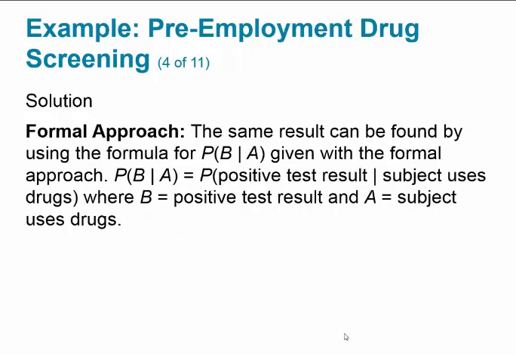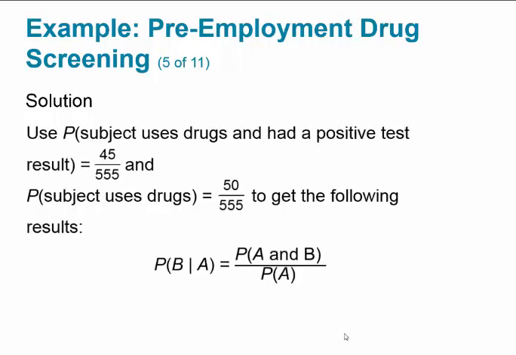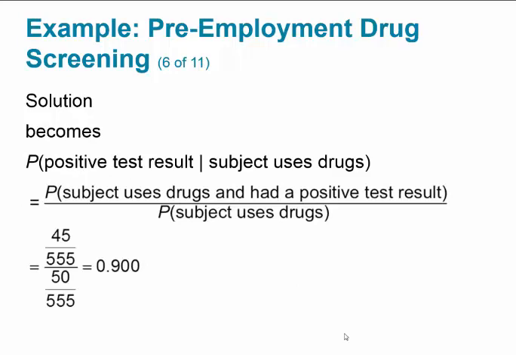And the formal approach would give the same result, using the formula for the probability of B given A, where B is the positive test result and A is the subject uses drugs. So using this information, we get that the probability the subject uses drugs and had a positive test result is 45 over 555. The probability the subject uses drugs is 50 over 555. If we divide this fraction, we end up with 0.9.